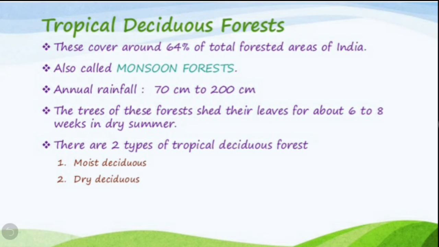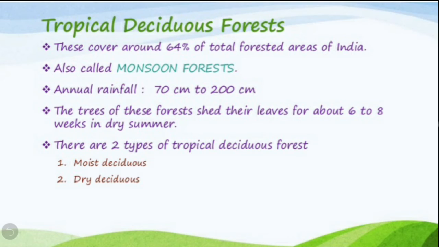Then the second type of forest is tropical deciduous forest. These cover around 64% of total forested areas of India. So these type of forests are found in 64% of the forest areas which are found in India. They are also called monsoon forests. And the annual rainfall here is 70 centimeter to 200 centimeter.